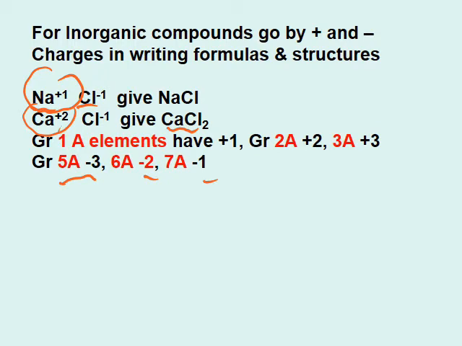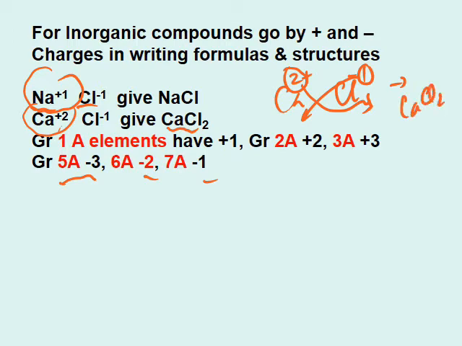First, we figure out that calcium is from group 2A, so calcium must have plus 2. And Cl must have minus 1. Before you write down the formula, forget about these pluses and minuses. This 2 goes down here, 1 goes here. That gives me calcium 1, Cl2. We don't write down 1, so we just write CaCl2. That's the formula of calcium chloride, which is an inorganic compound.